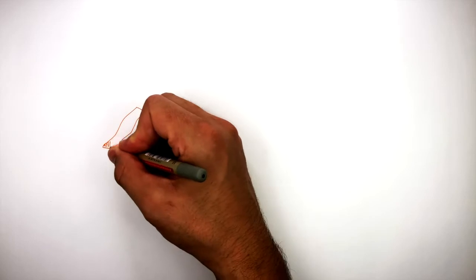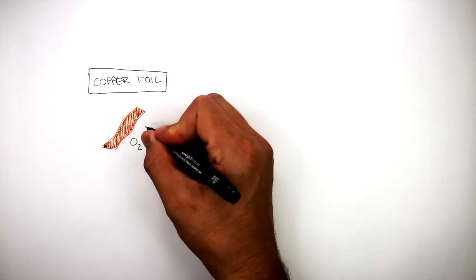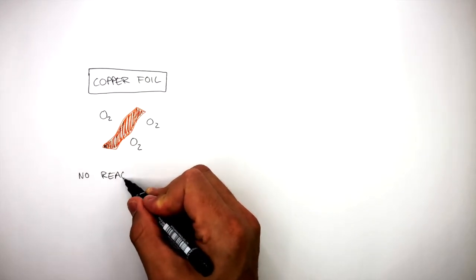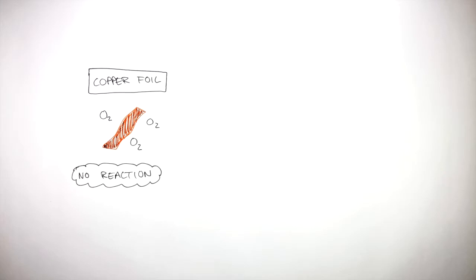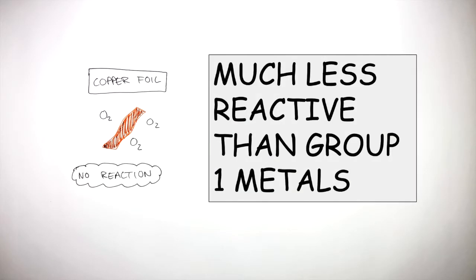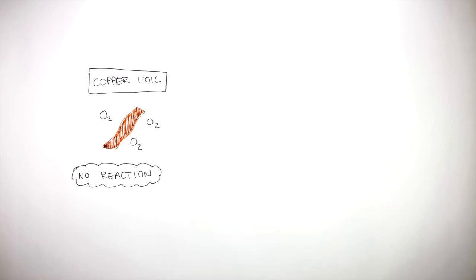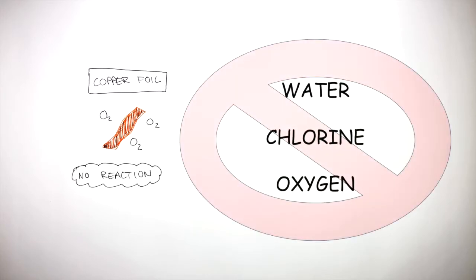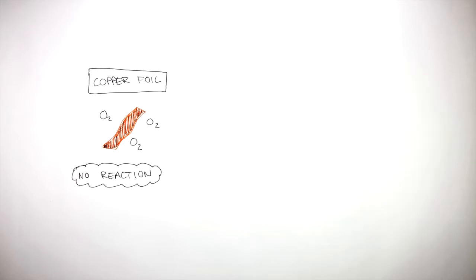Here we have a piece of copper foil, and when this copper foil is left in the air and is exposed to oxygen, there is no reaction. This shows how the transition elements are much less reactive than group 1 metals, as they do not react readily with water, chlorine, or oxygen.